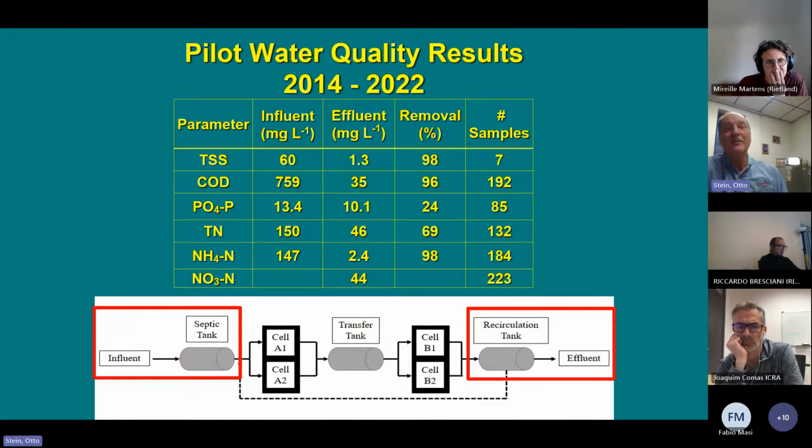But I think the point here is that overall we get very good removal of almost everything. We get 96% removal of COD and 69% of total nitrogen. And equally important for us is that we convert almost all of the incoming reduced nitrogen, which is almost exclusively ammonia. When it comes out, it's almost all nitrate, and we're still getting 60% removal. So that certainly suggests we're getting both nitrification and denitrification if we just look at what comes in and what comes out.